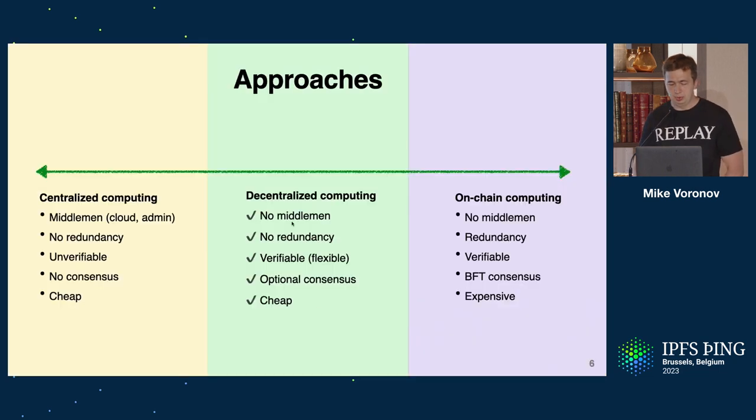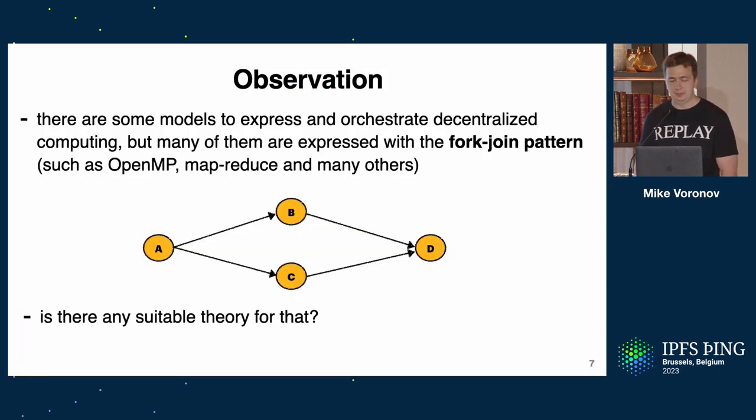Let's say that we stick with the approach of decentralized computing, and there are actually a lot of models to express and orchestrate decentralized computing. But almost all of them are expressed with the so-called fork-join pattern. In other words, let's say that we can express this rhombus somehow with our language, runtime, stack, whatever. And if we can do that, then we can express almost all problems that we meet in distributed algorithms. It's the very essence of the problem.